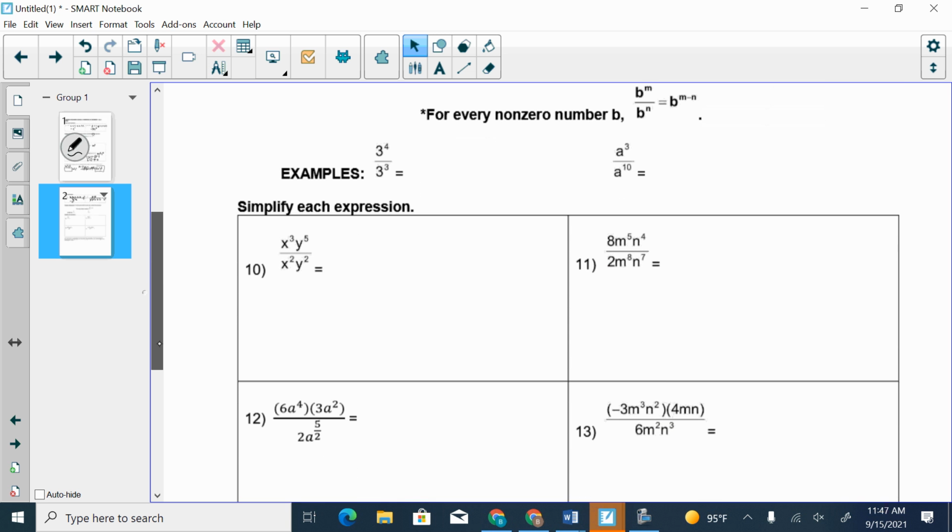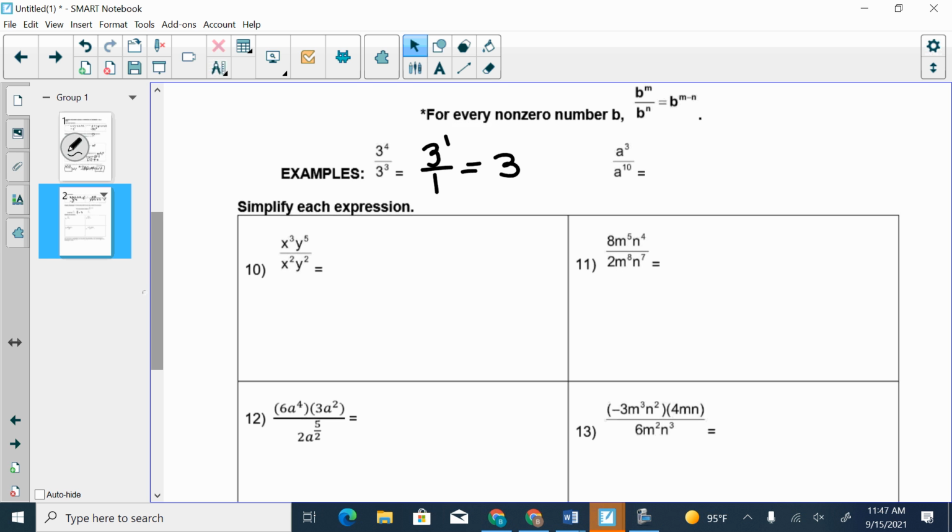So they give us a couple of examples. So on this one, my exponents are 4 and 3. What do I get when I subtract? 1. So where was the bigger exponent? Top. So it's like 3 to the 1st, right? And you can put it over 1, but you don't have to. Okay, so this is really just 3. Okay?